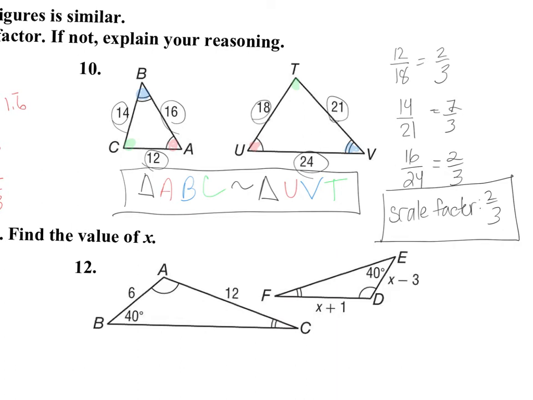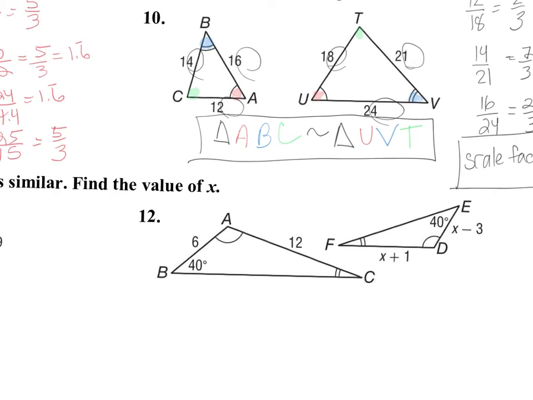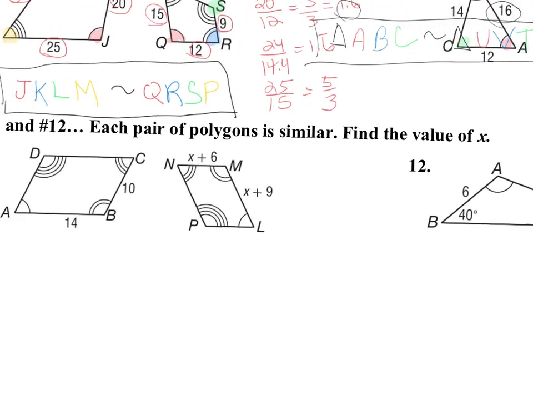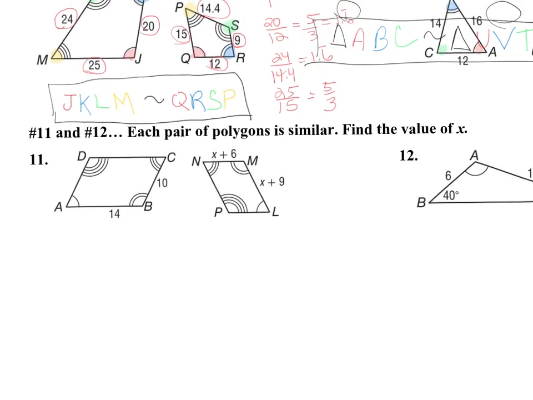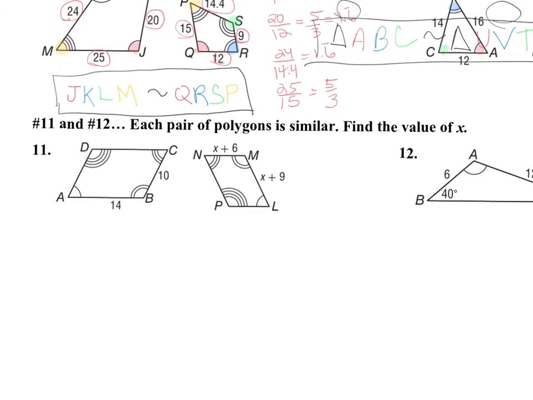Let me go ahead and move this down now for number 11 and 12. It tells us that they are similar, and we have to use what we know here to be able to figure out the value of x. Okay, so I'm going to set up a proportion using what I know about the similarity to find the value of x. So here is my proportion that I'm going to start with.